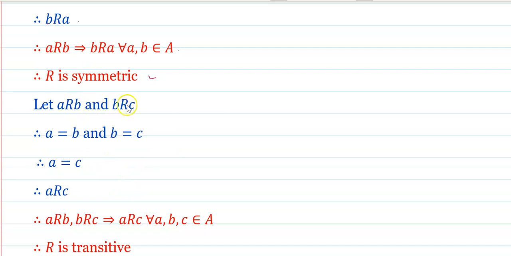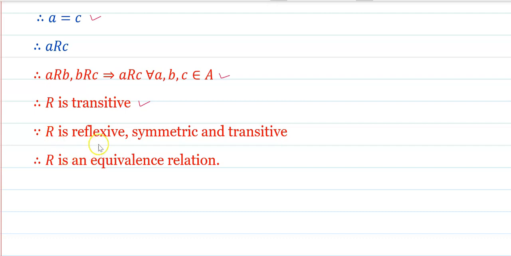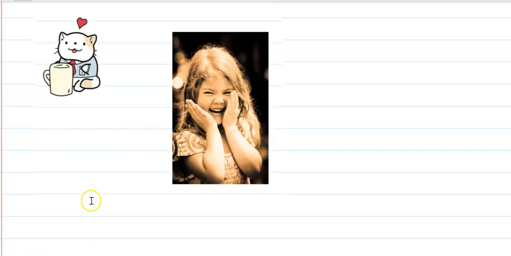Next, aRb and bRc. aRb means a is equal to b. bRc means b is equal to c. So a is equal to b and b is equal to c, which means a is equal to c, that is aRc. Therefore, aRb, bRc implies aRc for every a, b, c belongs to capital A, and hence R is transitive. Therefore R is reflexive, symmetric, and transitive, and hence R is an equivalence relation.